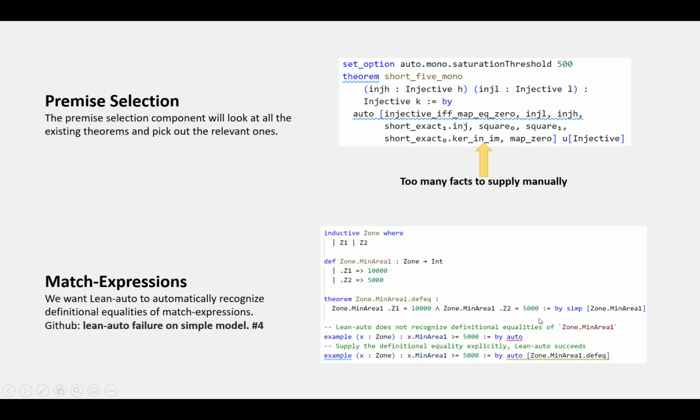So you can see that LingAuto is not able to recognize the property automatically. So if x is of type Zone, then x.meanArea is at least 1. Of course, it's bigger than 5,000, but auto is not able to recognize this property. However, again, you can supply this property explicitly to LingAuto, and it will solve this problem.